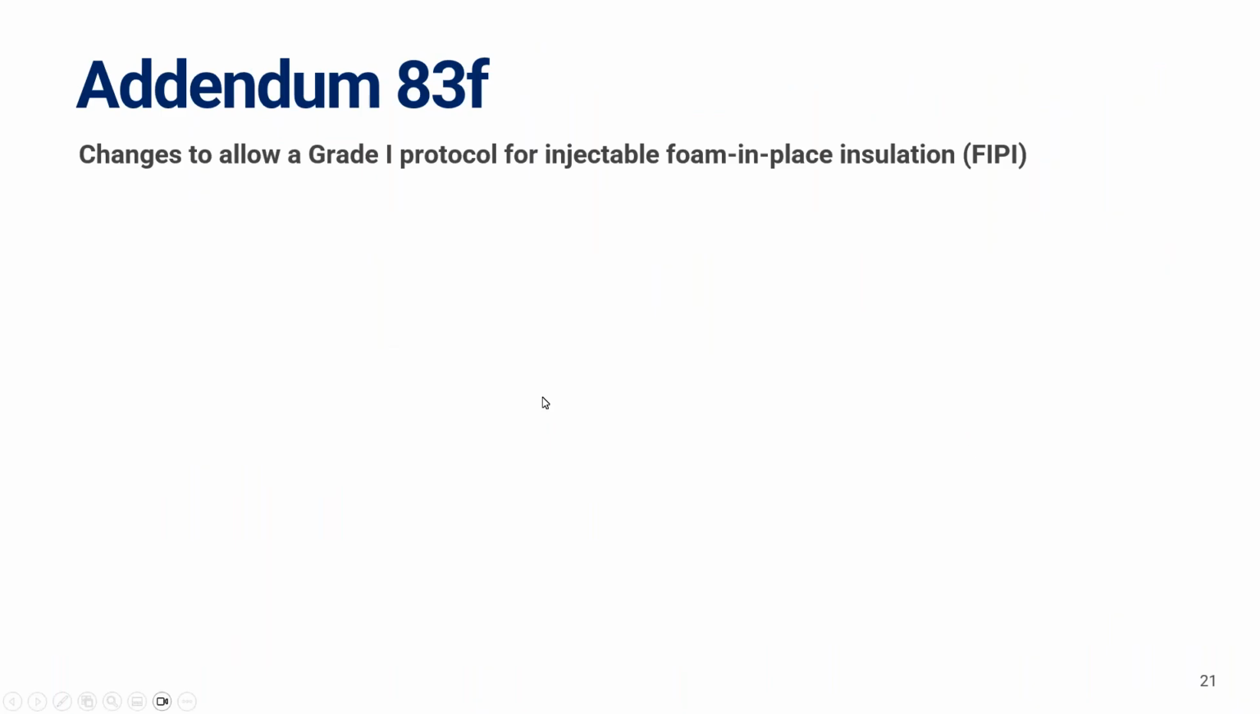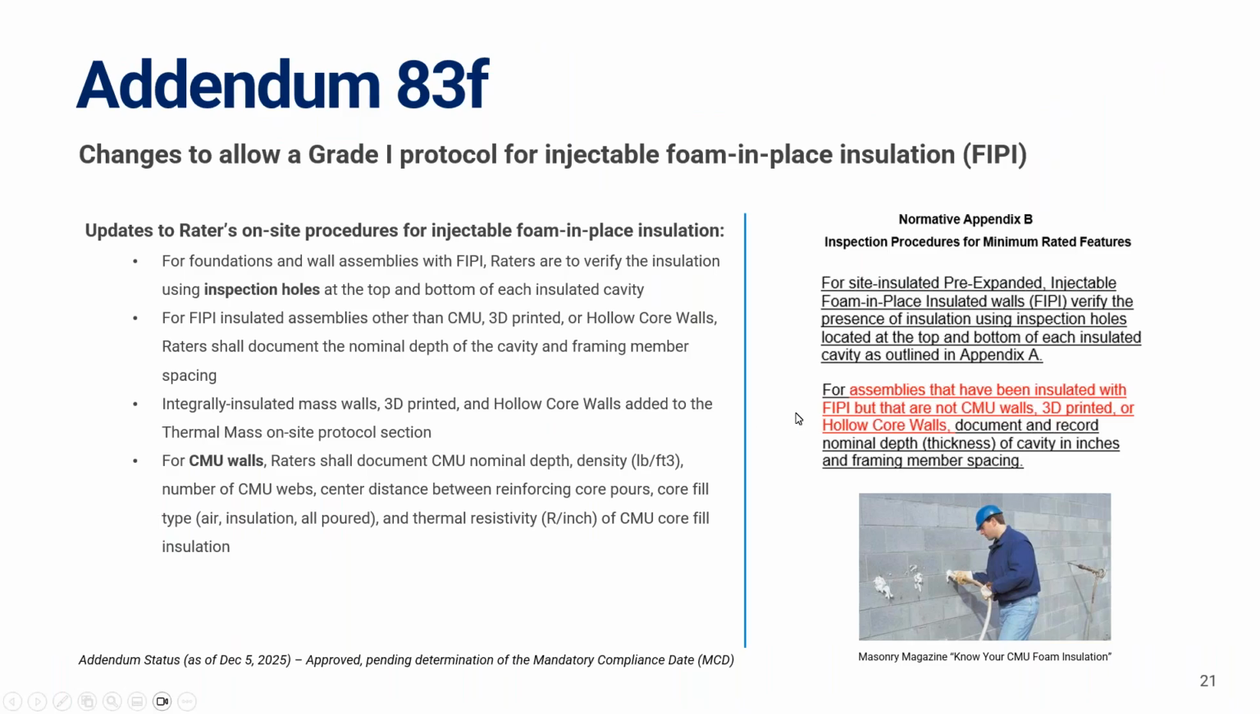So 83 actually is an 83F, so it replaces an interim addenda. There was a stakeholder that recognized that a grade 1 protocol was not available for a certain product, a certain assembly. These are CMU walls on the bottom right. They are foam filled, and so they have some R value associated with them. But there was not a procedure to grade this insulation as grade 1 or grade 2. And so by default, it ends up being grade 3 because it doesn't have a grade 1 protocol.